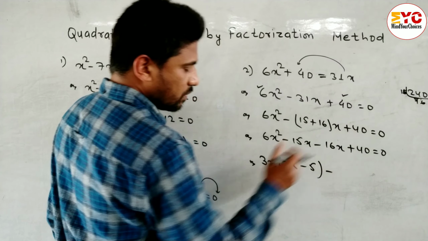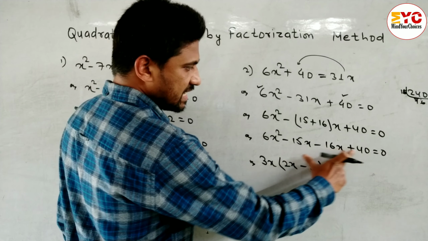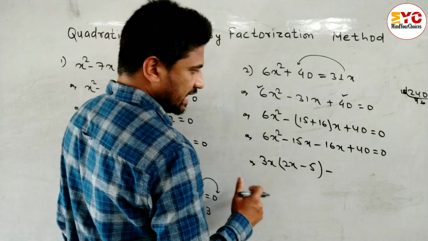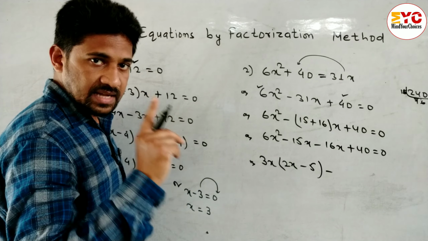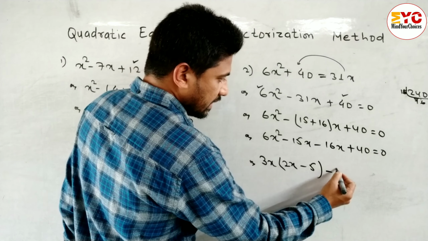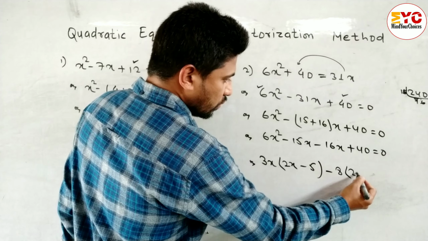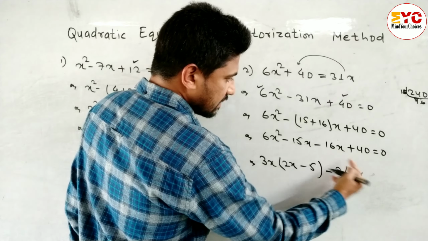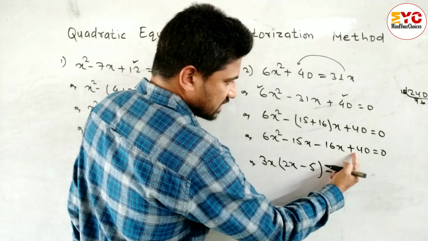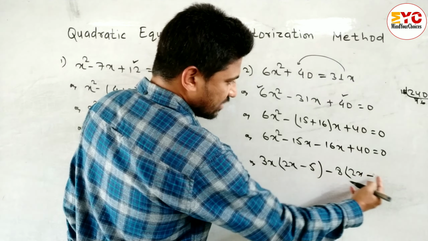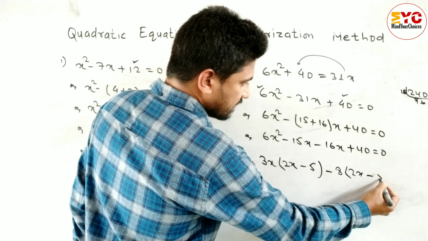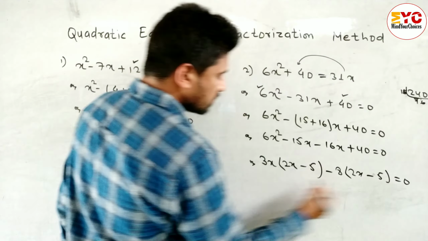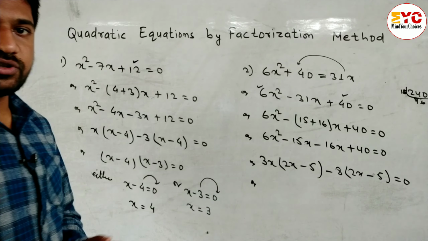Minus, from here what we have to take common? 16 and 40. The common is 8. 8 2s 16, 8 5s 40. 8 common, remaining 2x, 8 2s 16, x. If here is minus common, we have to change the sign. If plus, we have to write minus. 8 into which number it will be 40? 8 5s 40 is equal to 0. Hope you understand up to here.